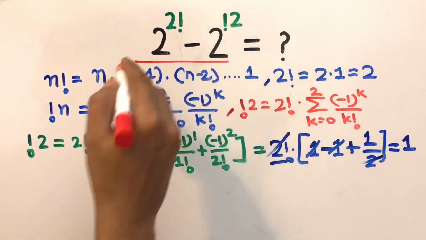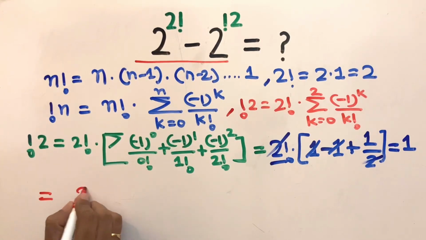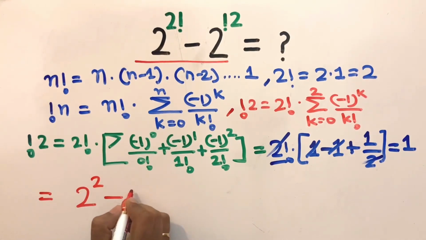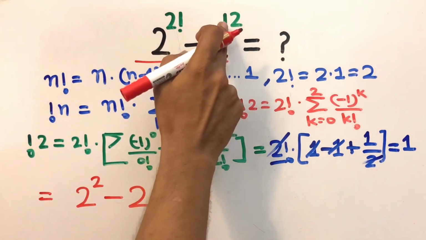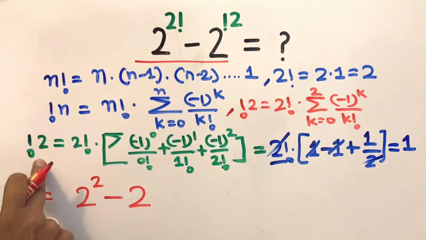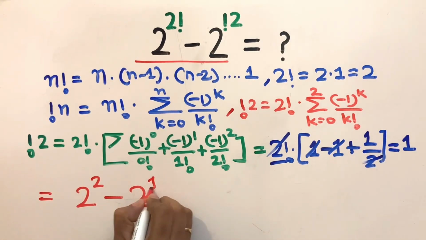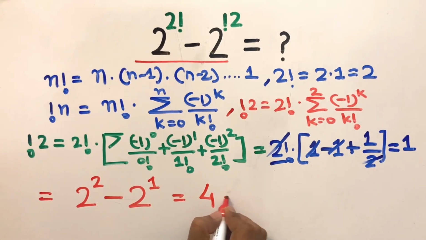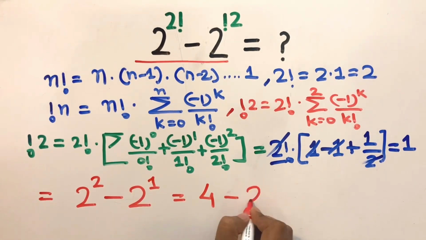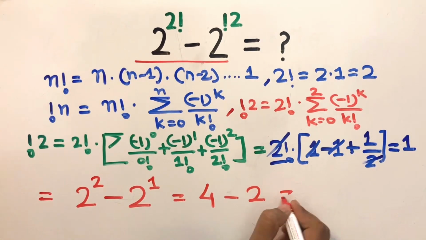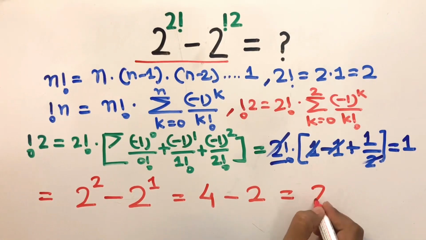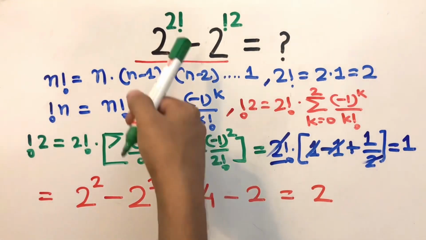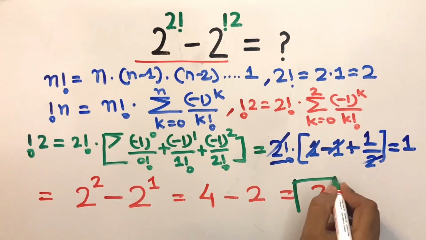Now our main equation simplifies to 2 to power 2 factorial, which is 2, minus 2 to power subfactorial of 2. Subfactorial of 2 is 1. So this is 2 to power 2 is 4, minus 2 to power 1 is 2, is equals to 4 minus 2 is 2. So for this problem, our answer is 2.